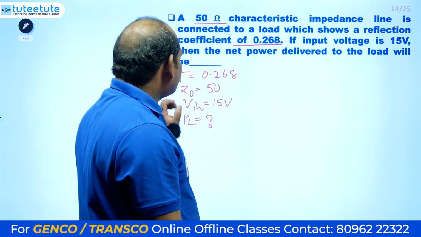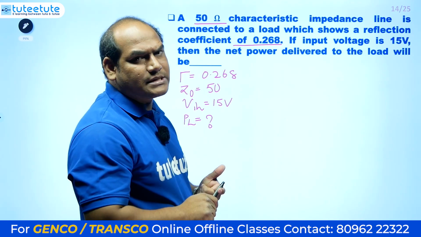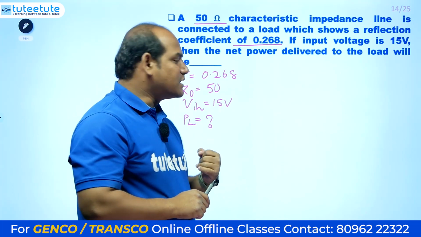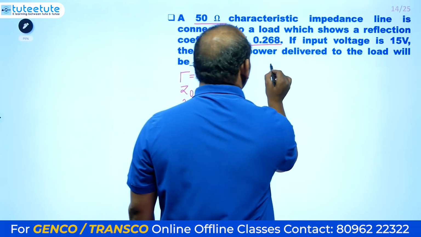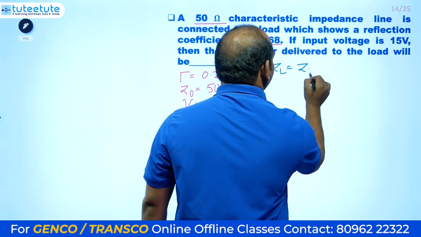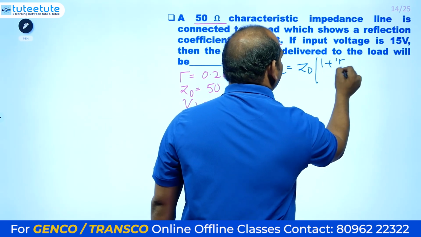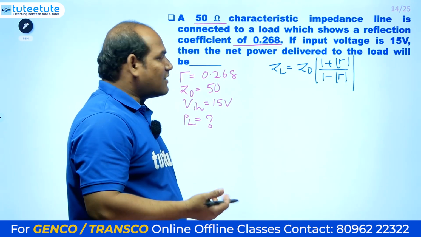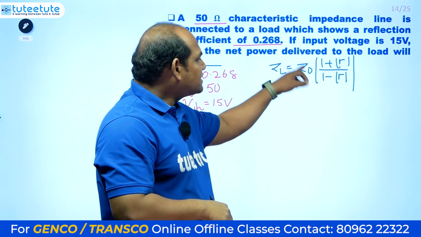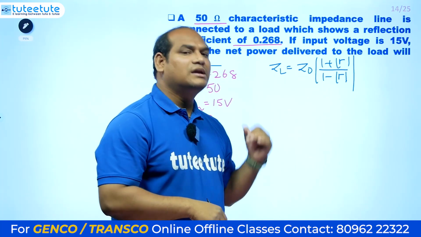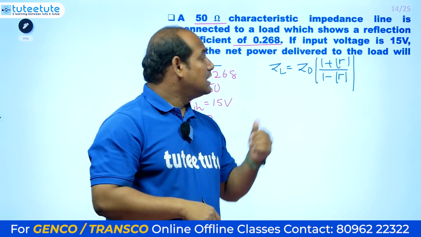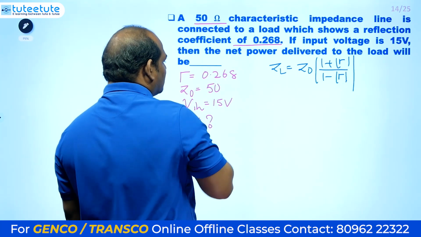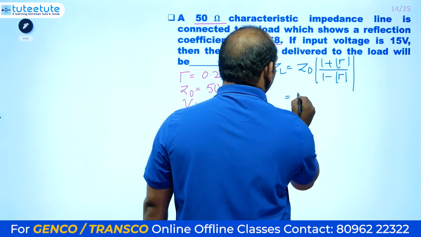In order to calculate this, first of all we need the load impedance. The load impedance can be obtained using the formula ZL is equal to Z0 into 1 plus mod gamma by 1 minus mod gamma. This formula comes from the gamma formula, gamma is equal to ZL minus Z0 by ZL plus Z0. Using that we can write the formula for ZL. You have gamma, you have 50, that means Z0, so you substitute here.